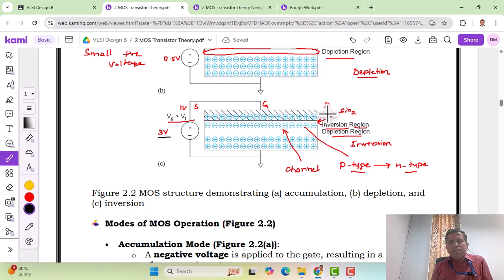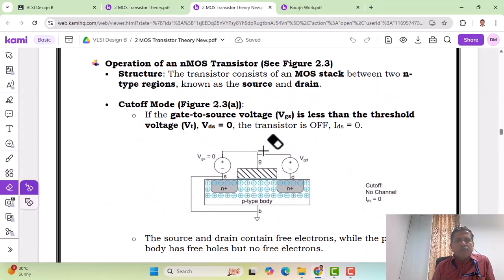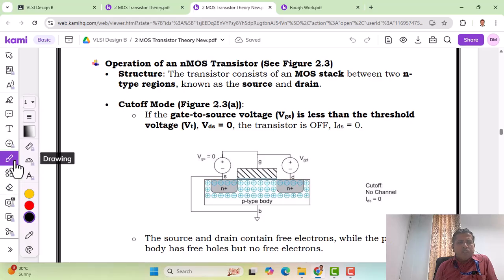So this is the theory that we have covered with reference to the MOSFET. And let us look into today's topic. Today we are going to discuss the operation of the NMOS transistor. Here we pay attention to the NMOS transistor, so that the working of the PMOS transistor can be understood once we explain the working principle of the NMOS transistor.